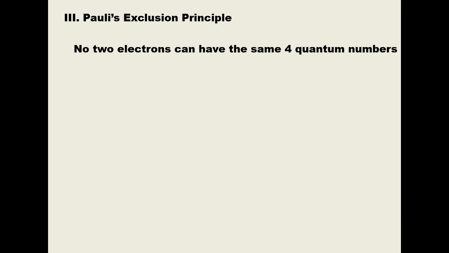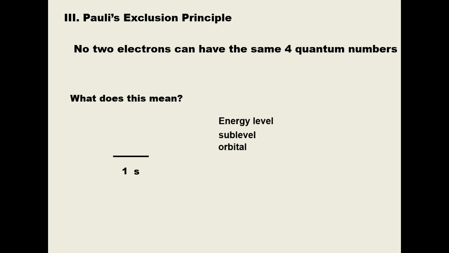The last one is called Pauli's exclusion principle. Pauli's exclusion principle states that no 2 electrons can have the same 4 quantum numbers. So what does that mean? Well, let's take a look at this. The number 1 indicates the energy level. That's one of the quantum numbers, the energy level. S is the second quantum number, the sublevel. Third, we have the dash, and the dash indicates the orbital, which is the third quantum number.